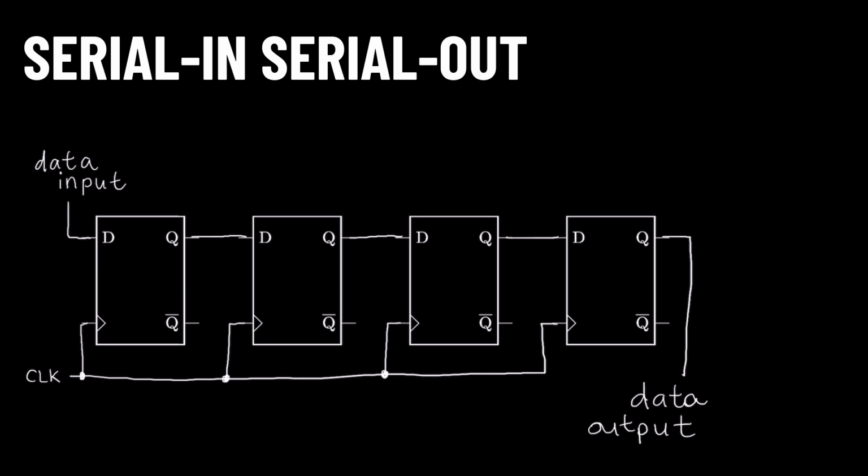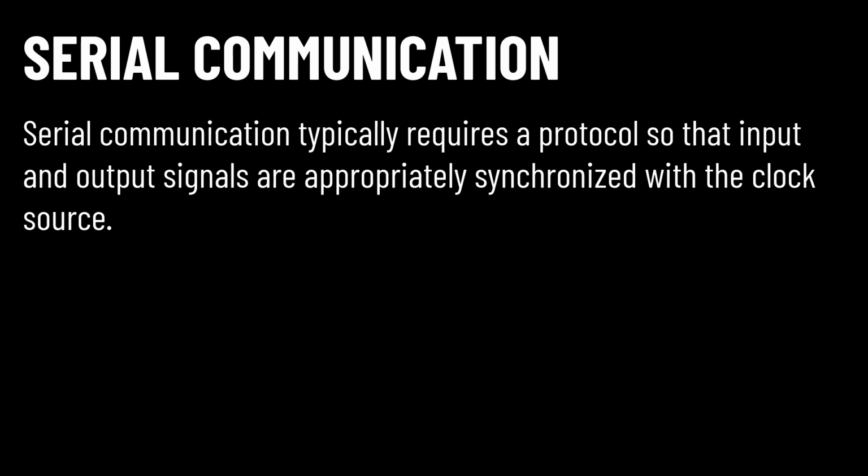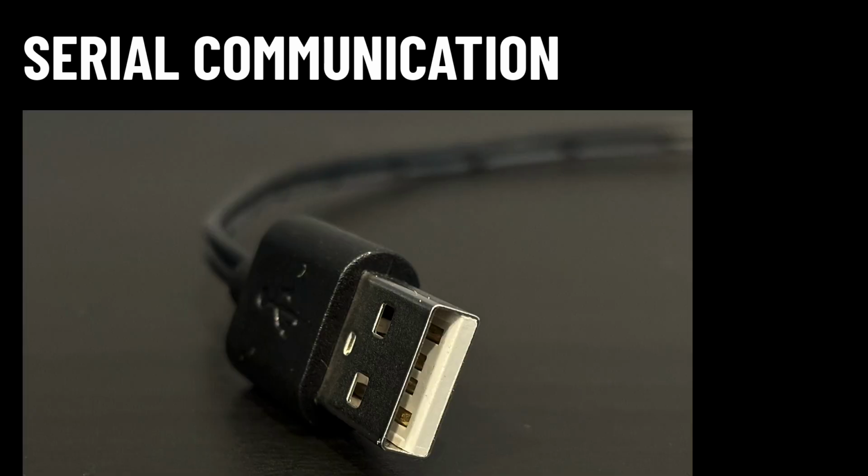sequence to the last. Serial communication usually requires some type of protocol to synchronize the input and output signals with a clock. If a clock is ticking, we want to be sure that the values written to the input flip-flop are accurate on each rising or falling edge. There are multiple serial communications protocols, such as SPI, USART, and even USB.